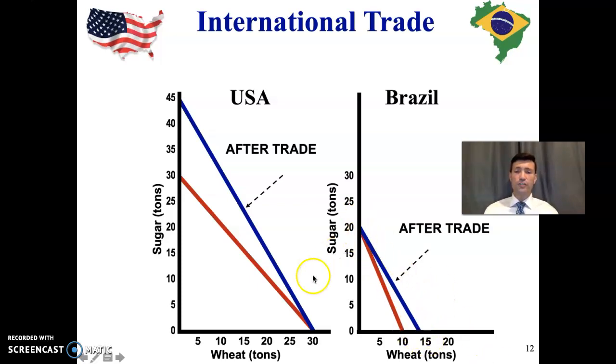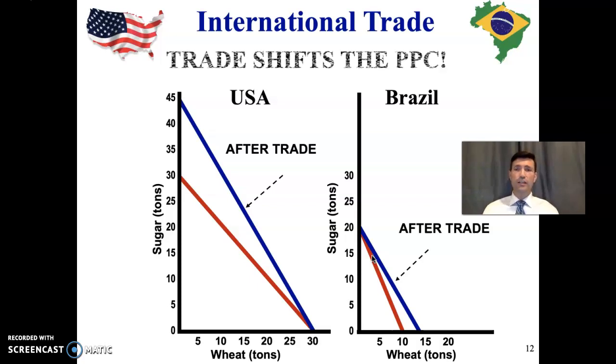So each PPC shifts out. Notice that the point of specialization, so 30 tons of wheat for the United States, doesn't move, but the PPC kind of swings out. And the area underneath this blue PPC for both countries is an area of consumption that they can get to only with trade. They would not have been able to consume any of those bundles before trade, so there's a nice graphical representation of gains from trade. The next couple of slides will show us some practice questions, and the last thing for this review video is to tell the difference between an output question and an input question, because it changes the math on you ever so slightly.